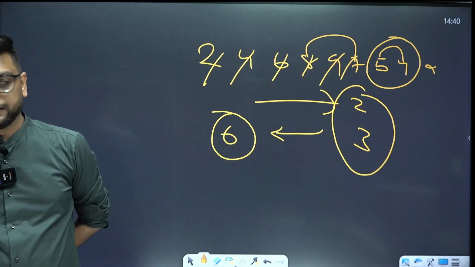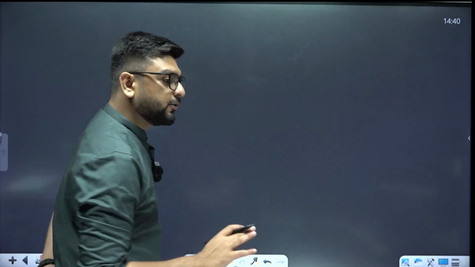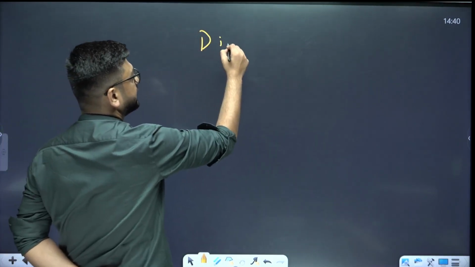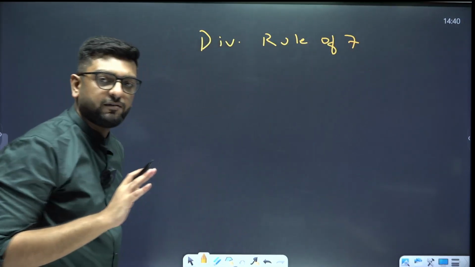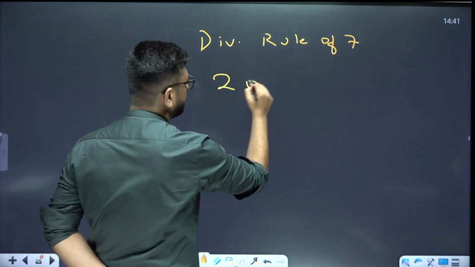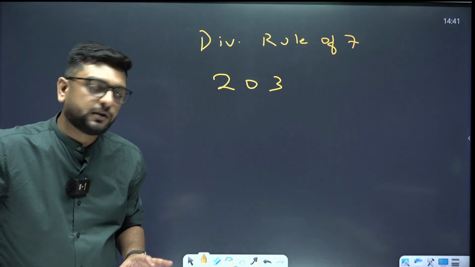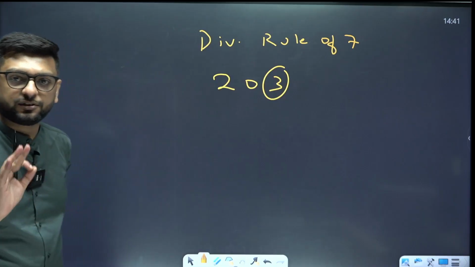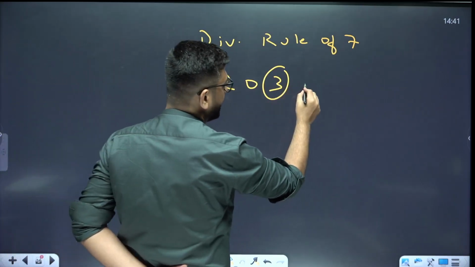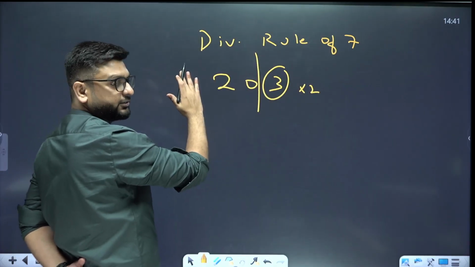Clear? Chalo. Next part. Now the divisibility rule of 7. For 7, let's suppose I have the number 203. All right. So how will I determine whether it is divisible by 7 or not? For that, I'll take the unit digit, the last digit. I'll multiply it by 2 and subtract it from the remaining part of the number.